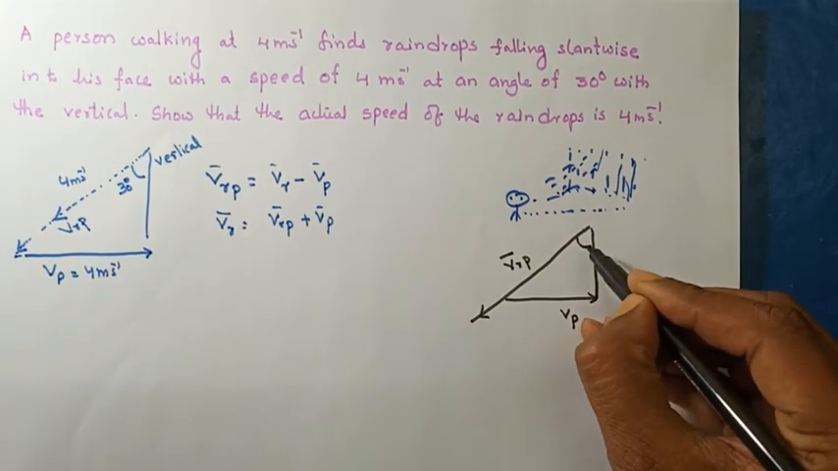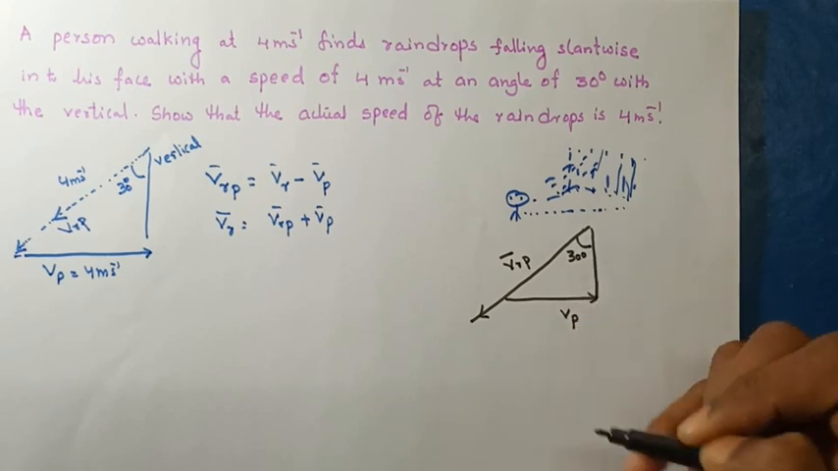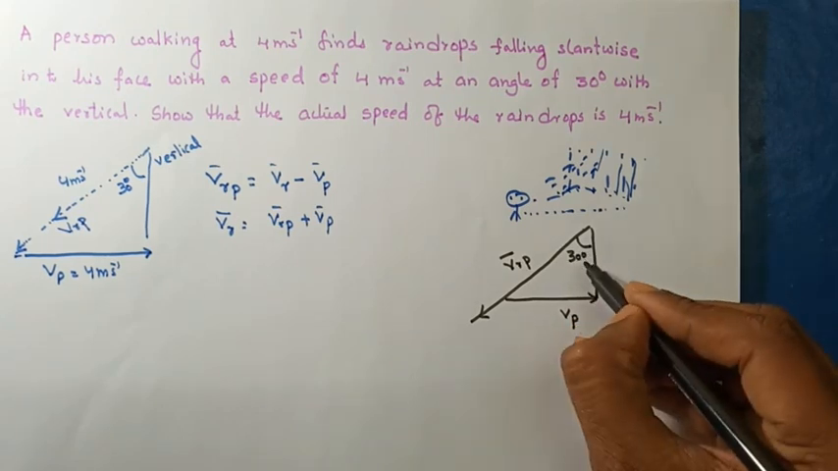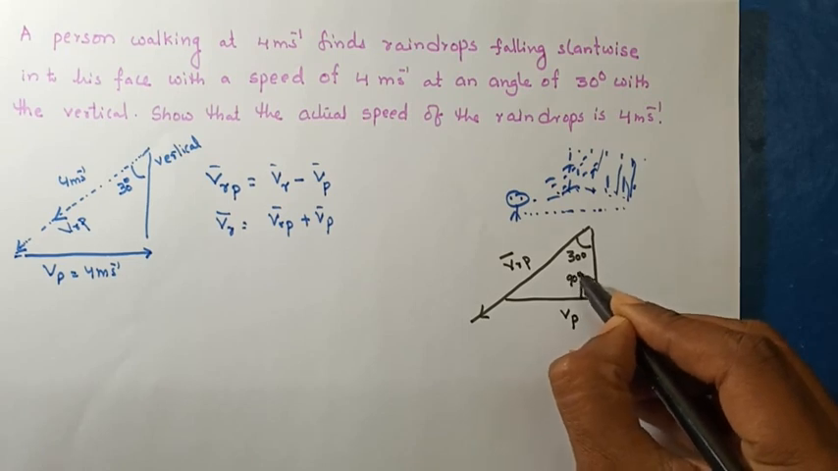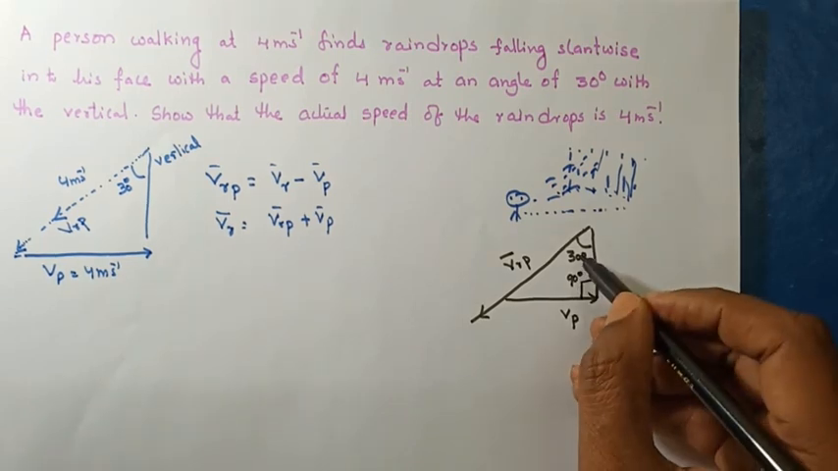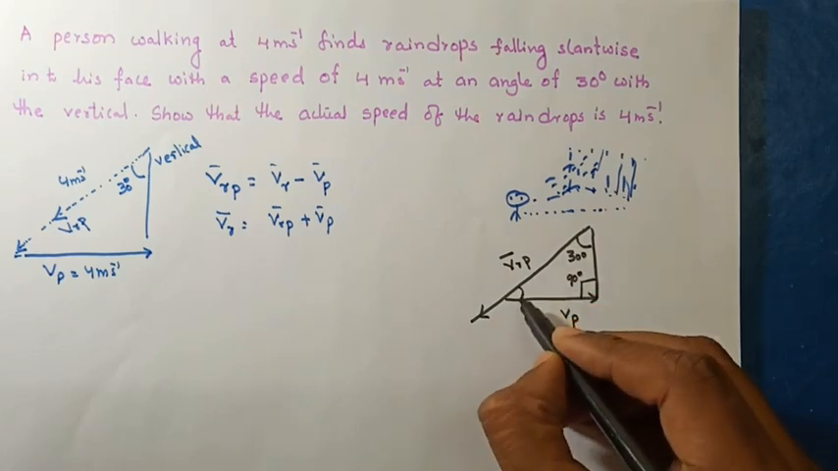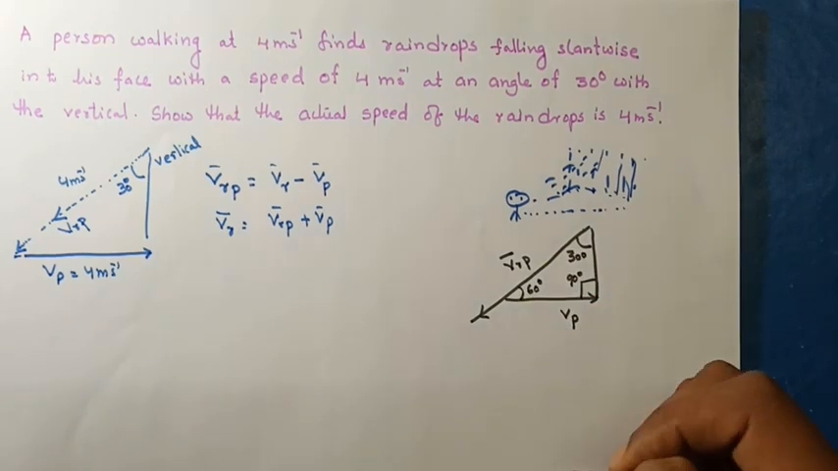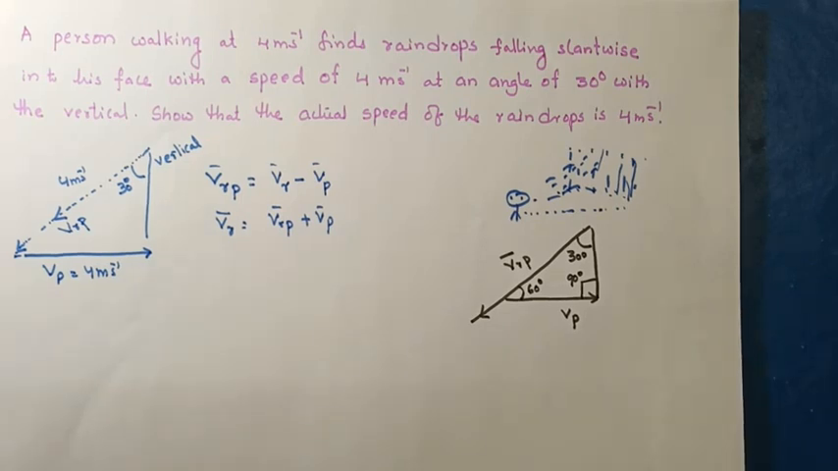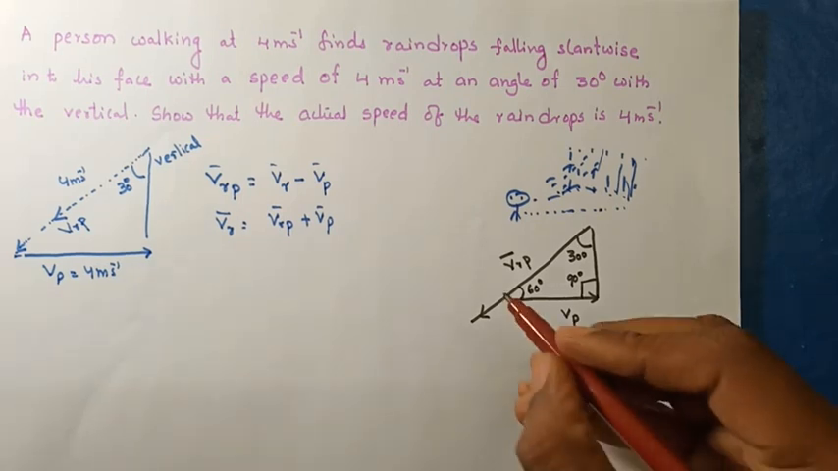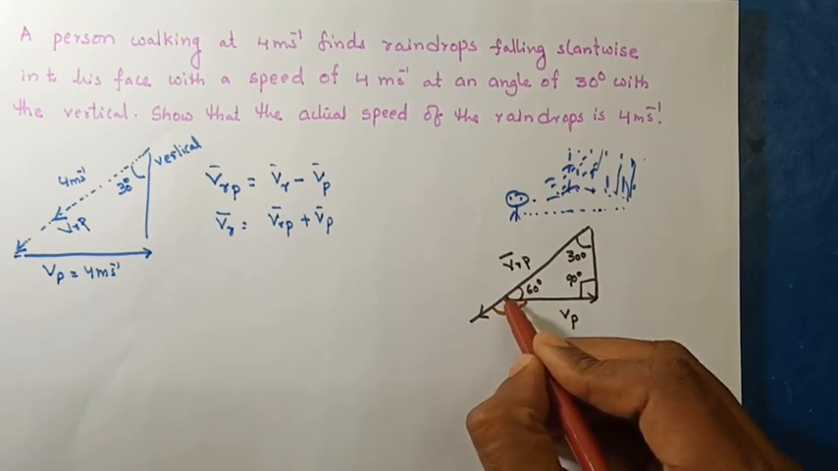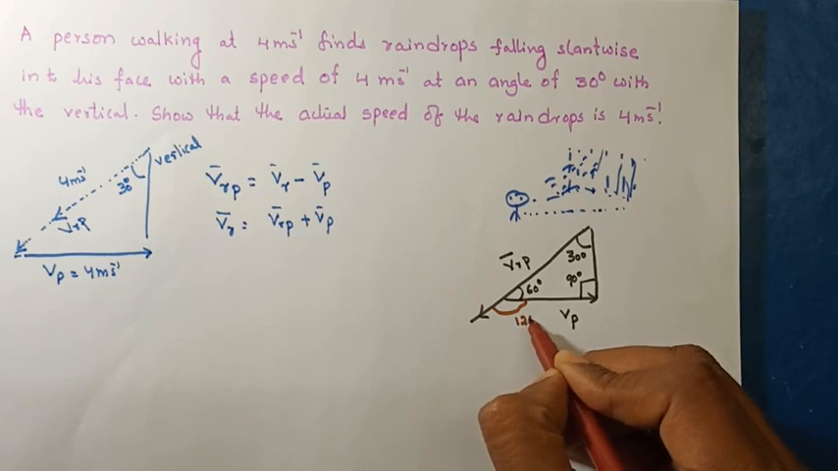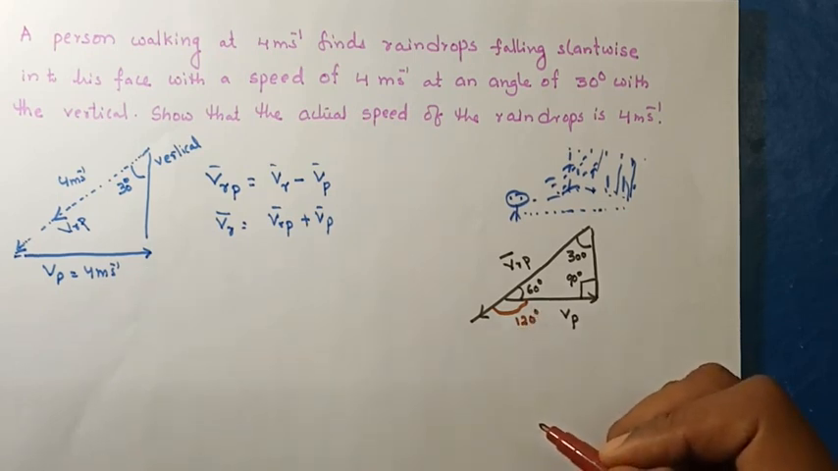This is 30, which is given in the problem. This is obviously 90 degrees as it is a right angle triangle. 90 plus 30 is 120, so obviously this is 60, right? Now when you choose this, what is the angle? A 60 is there, total 180, so this is 120 degrees.